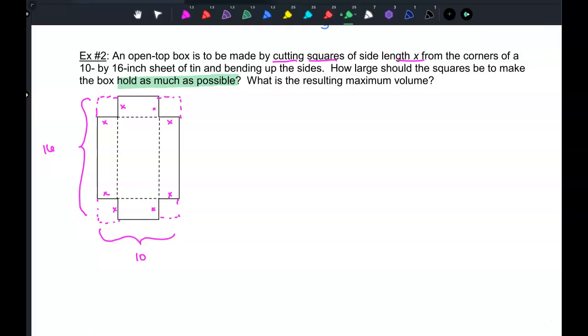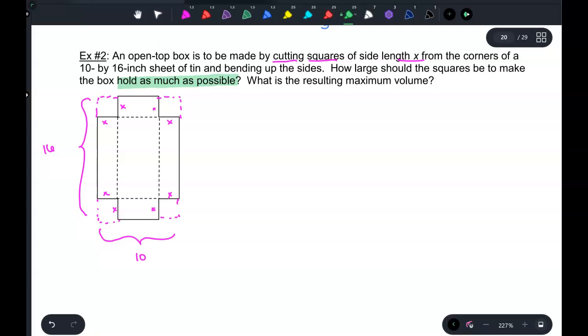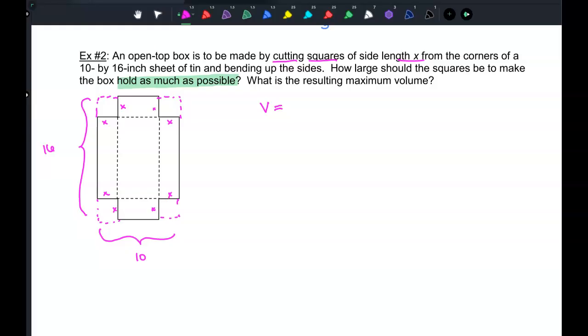That means we want to maximize the volume. This is 16, and this whole piece is 10. And then what we're going to do is remove the squares. We're basically cutting away those parts. So we're going to come up with, again, what is volume? Okay, this is a box, so it's just length times width times height.